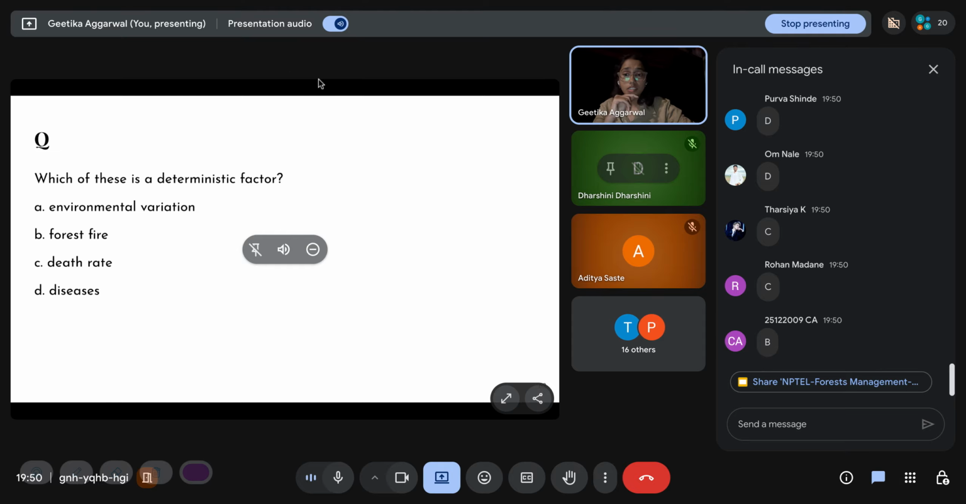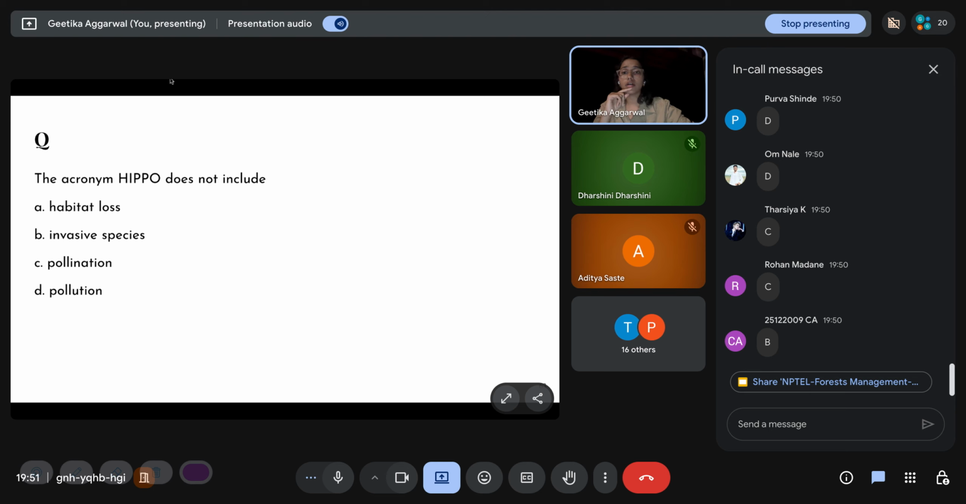So, guys, the correct answer is actually death rate. We just discussed that population dynamics depends on birth rate, death rate, and population structure. These are deterministic factors. Things like sudden environmental variation, catastrophes like forest fires, or spread of diseases are stochastic factors, which can lead to extinction of a small population. So those are stochastic factors and not deterministic factors.